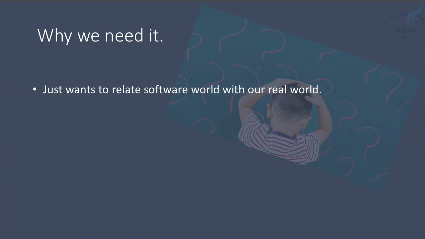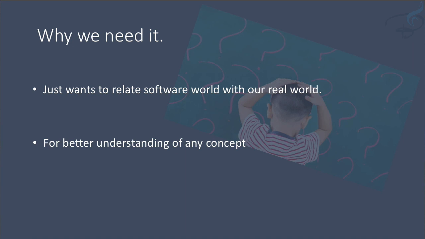In a software world, we just want to relate everything with our real world. Why do we want to do this? Because in the real world we have various things and we can distinguish each and everything from each other by looking at the properties of the objects. Let's take an example: a book has a title, a book has a cover page, so you can distinguish a particular book among various books just by looking at the front page or reading the title.